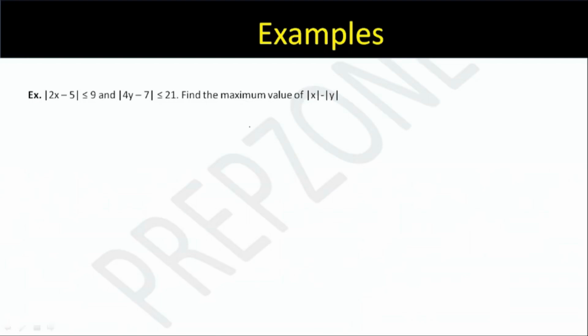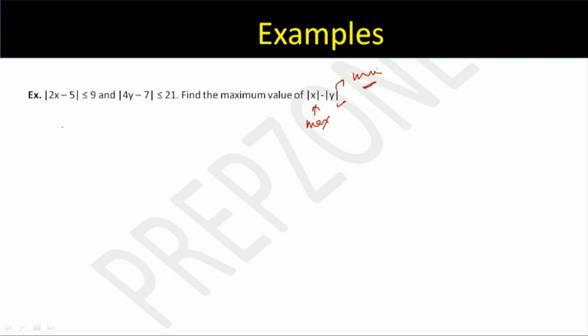क्या पूछा है क्वेश्चन में? इसका मैक्सिमम वैल्यू निकालना है. These are different values. तो a minus b maximum कब होगा? When mod x is maximum and mod y has to be minimum. Right? तो इसका तो मिनिमम वैल्यू चाहिए मुझे और इसका मुझे मैक्सिमम वैल्यू चाहिए. तो देखते हैं. How do we solve this?